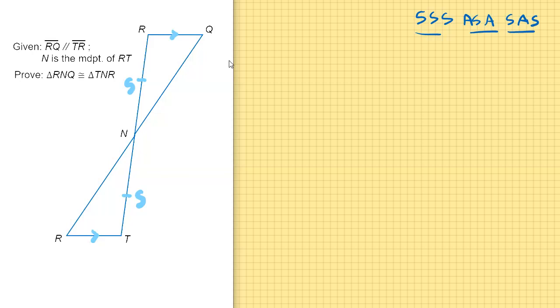Now let's look again at the diagram. Why would this information be given, that RQ is parallel to TR? Well, when you think parallel lines, think about things like alternate interior angles, corresponding angles, or same side interior angles. And one of the things that I notice right off is that angle R up at the top here and angle T down at the bottom are alternate interior angles. So I'm going to mark those as congruent. I'm going to put a little arc here by the R, and a little arc down here by the T to show that they're congruent.